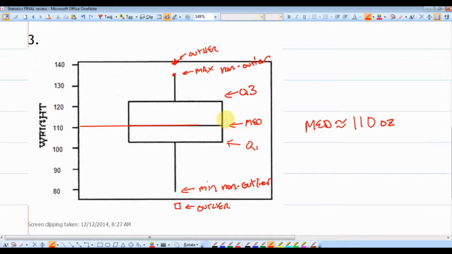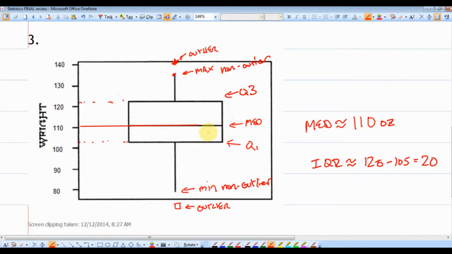Okay. Any further questions on this? You could also get the IQR from this if you wanted to. The IQR is approximately, let's call that 125 and 105. So IQR is approximately equal to 125 minus 105. It's 20. It's approximately the IQR. Yeah.